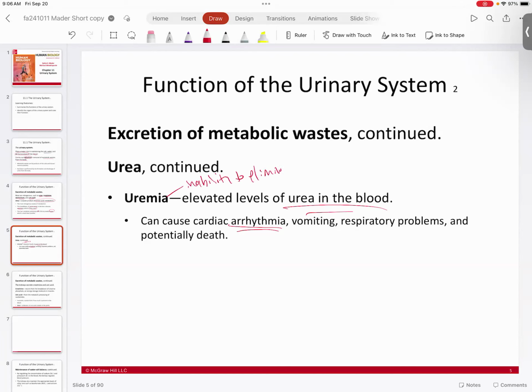Uremia is if you have an inability to eliminate the waste due to a breakdown at any point in the entire process. And it's a little bit of a process. So a breakdown anywhere along the process will create this backup, and then the backup will cause these symptoms.